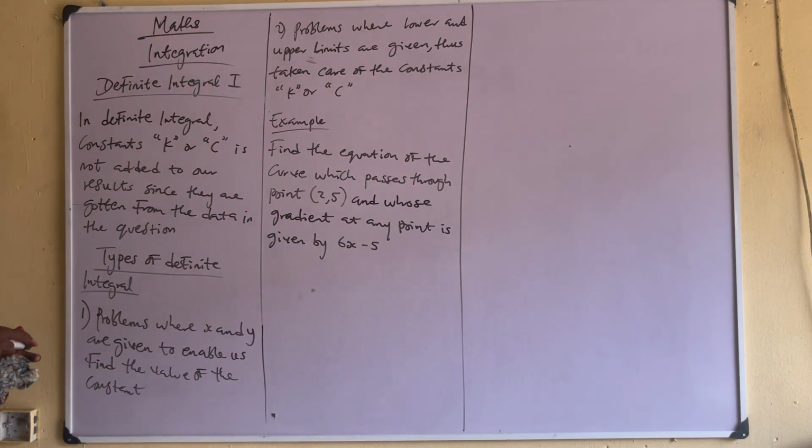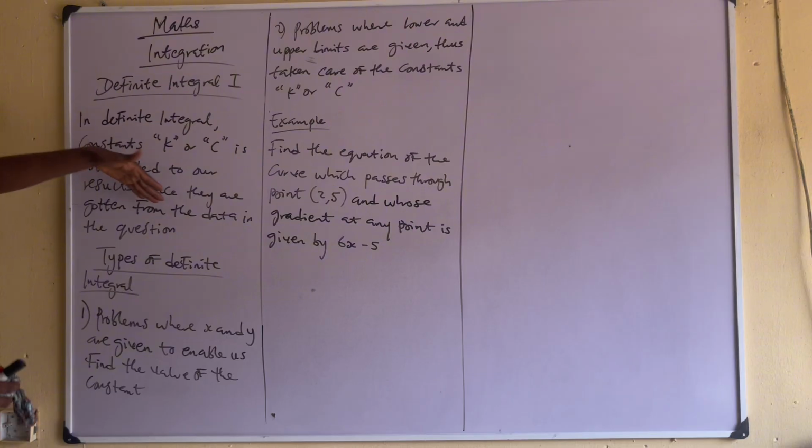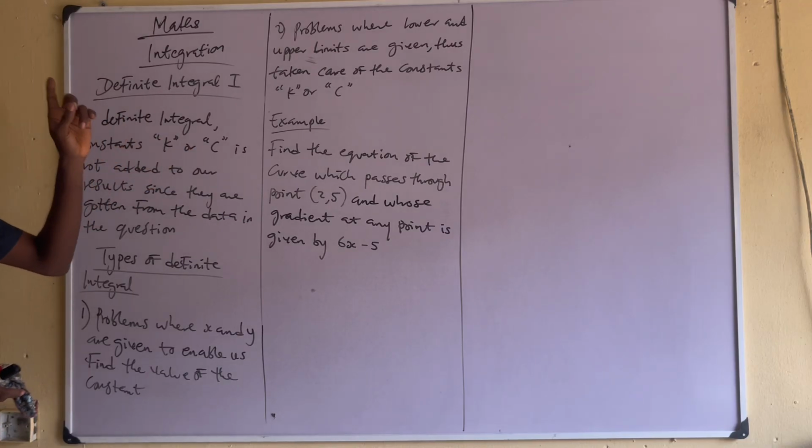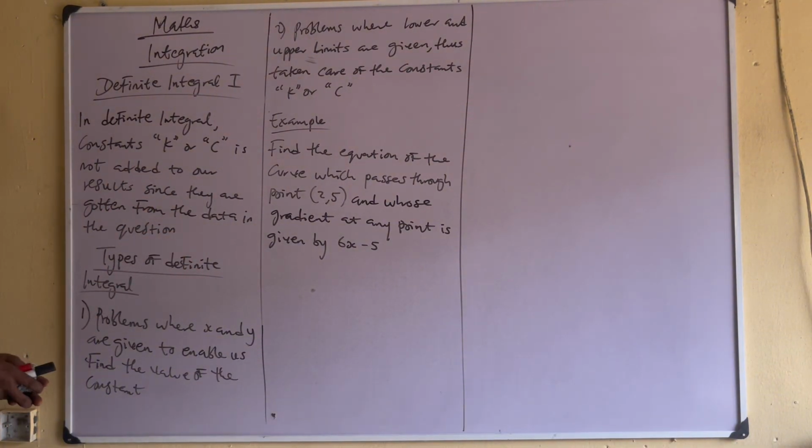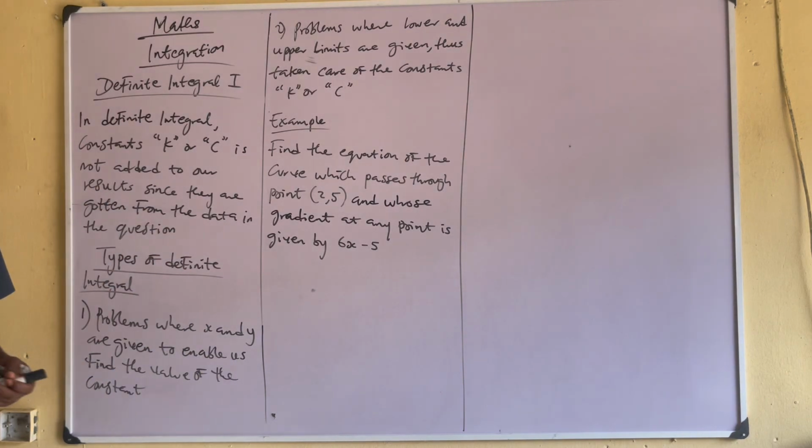Now, pay attention, let me explain. This is definite integral 1. In definite integral, constant k or c is not added to our result since they are gotten from the data in the question. What does that mean? Here now, you don't get constant k like we got in indefinite integral 1 and indefinite integral 2 in our final result, because we can get them from the question.